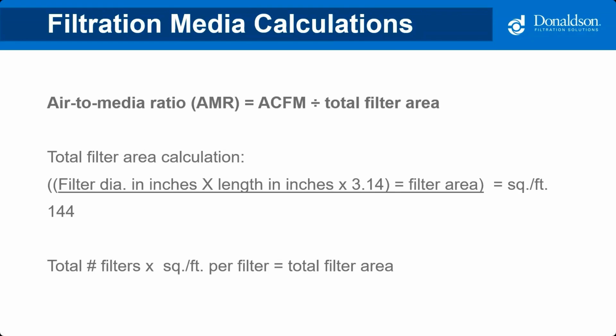So take the ACFM, divide it by the amount of cloth you have in your baghouse in square feet, and that's going to give you your air to media ratio. On a pulse jet dust collector, you're going to want to keep that number at about 6-to-1 or lower. If you have pleated bags in your dust collector, you're going to want to keep that number at about 3.5 or lower. And with cartridges, I'm going to say about 2.5 or 2 and lower.